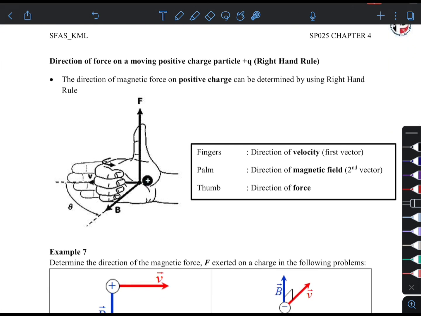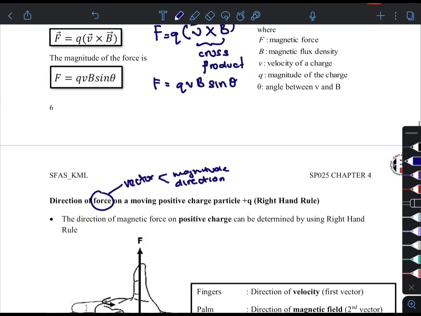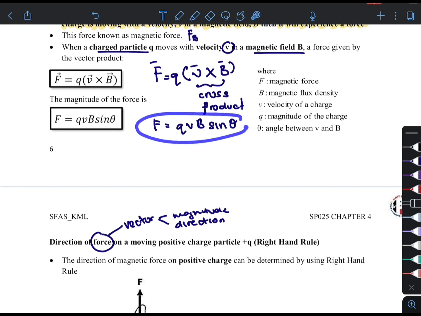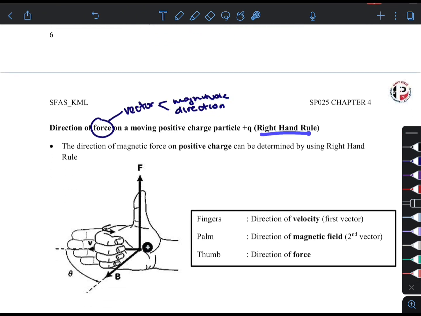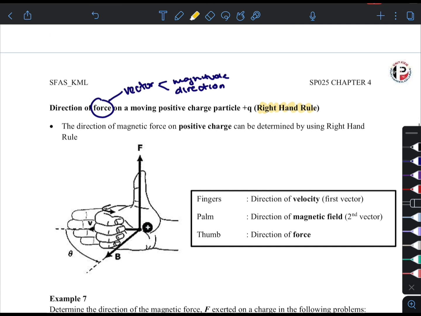Alright, next we're going to look at how to deduce the direction of force, because as we are so much aware, force is a vector quantity. You must have magnitude and also direction. So we use the above equation, F is equal to QVB sine theta, to find the magnitude. However, to find the direction, we must use a right hand rule. Okay, it is a right hand rule, or we call it the right hand palm rule.